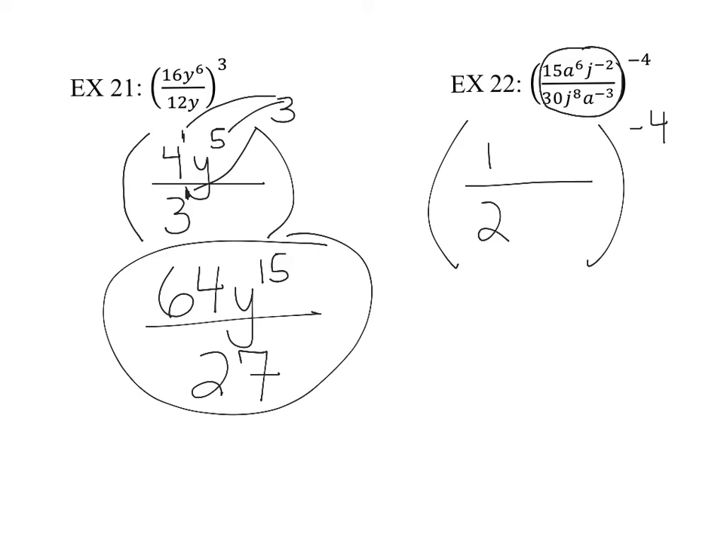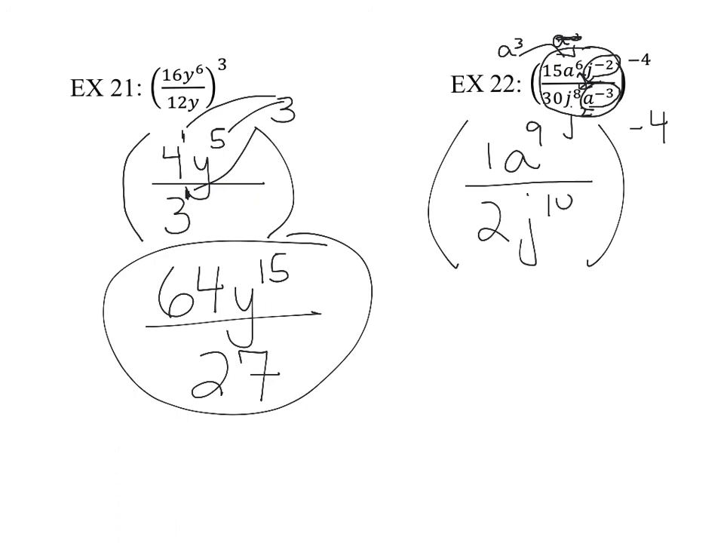A to the 6th and a to the negative 3rd. Let's put this upstairs. When I do that, it becomes a to the positive 3rd. I'll write it over here. That I'm going to combine now with a to the 6th. That's a total of a to the 9th. And now this j to the negative 2nd, put it downstairs. Combine it with j to the 8th. Remember, when you bring it downstairs, it goes positive. 8 and 2 is 10. So I get j to the 10th.